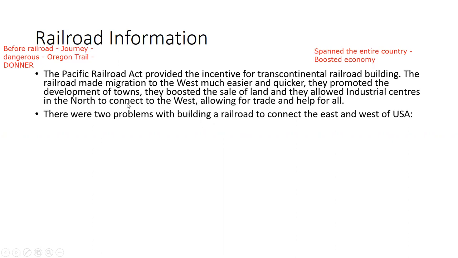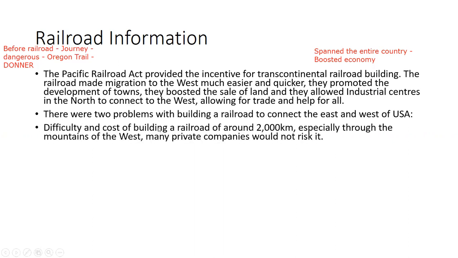There were two problems with building a railroad to connect the east and the west of the USA, so problems before 1862. First one was the difficulty and the cost of building a railroad that was going to span about 2,000 kilometres. On flat land, this would have been okay. But remember, the landscape of America was very mountainous. Many private companies just wouldn't risk it because it could potentially bankrupt them. So the railroad was a gigantic task for anyone who was going to take it. Private companies steered clear because they knew that it could potentially cause massive problems.